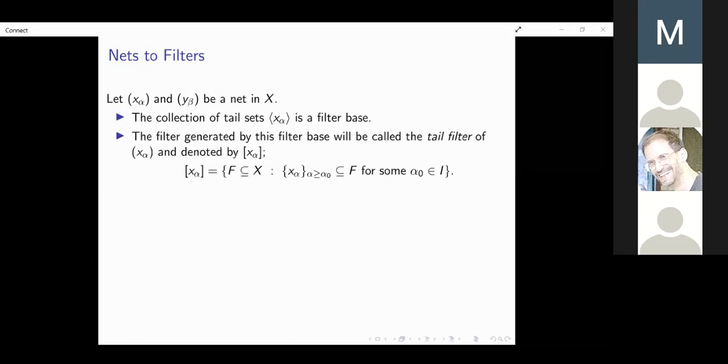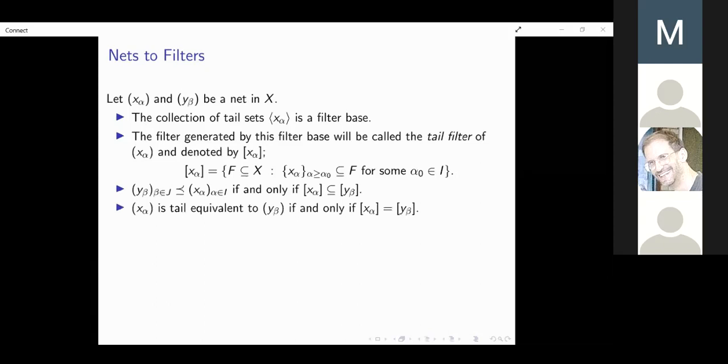And the filter generated by this filter base we call the tail filter of x alpha and denote by square brackets x alpha. And this consists of all subsets of X which contain a tail of the net, or a tail set of the net. It's not difficult to see that y beta is a quasi-subnet of x alpha if and only if the tail filter of x alpha is contained in the tail filter of y beta. And x alpha and y beta are therefore tail equivalent if and only if they have the same tail filters.